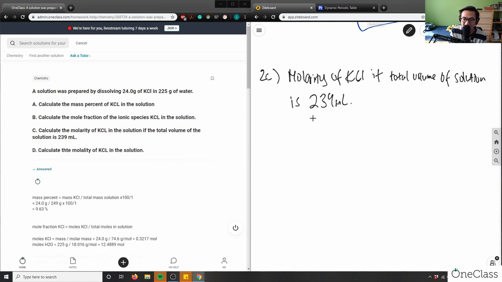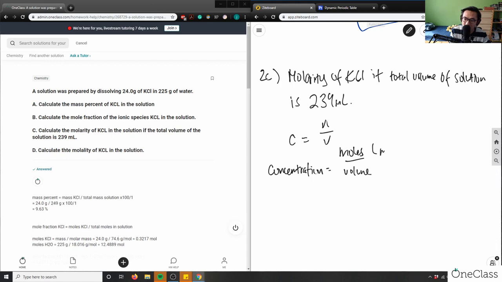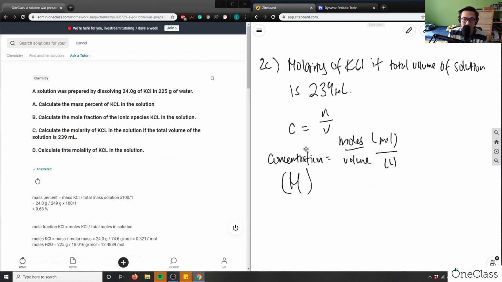So we know that concentration equals moles over volume, right? C equals n over V. Moles are in mol, and volume is in liters, to get capital M as our molarity. So that's kind of our concentration here.